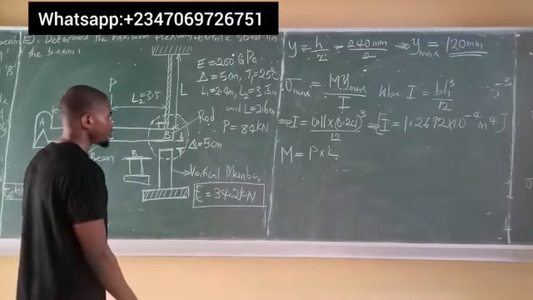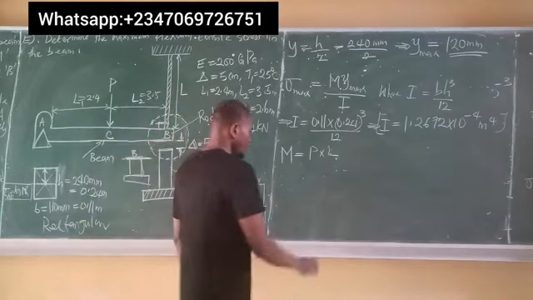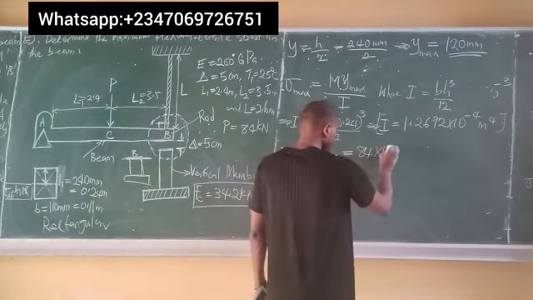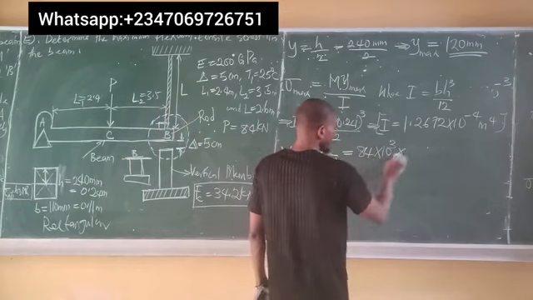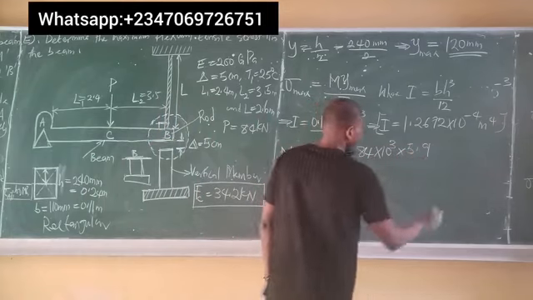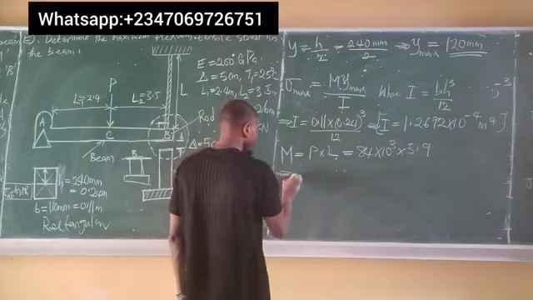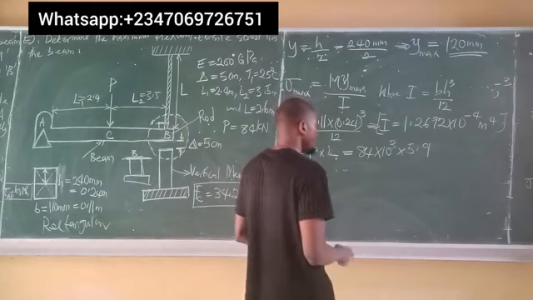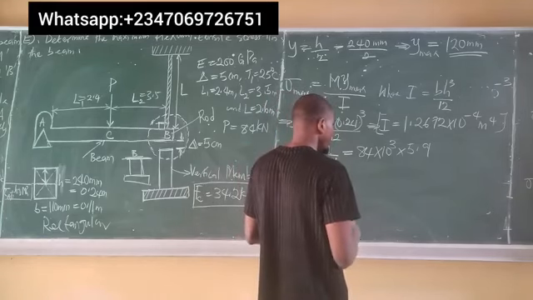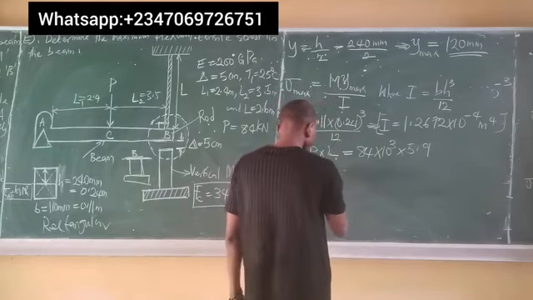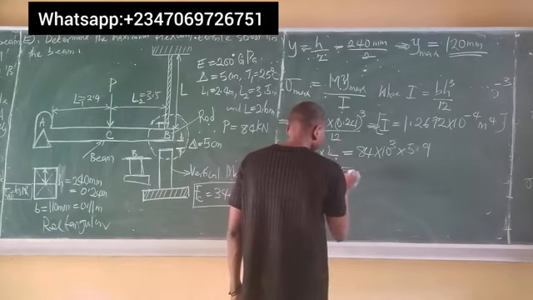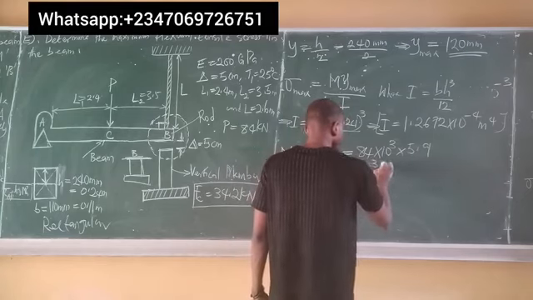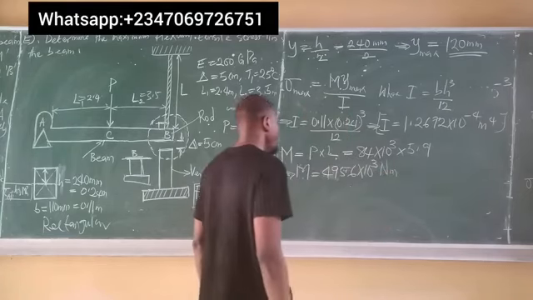And the load P was given in the question as 84 kilonewtons. So P is 84, kilo is times 10 to the power of 3, times L, the total length, which becomes 5.9. So this simply means that the moment is equal to 84 times 10 to the power of 3 multiplied by 5.9, which gives 495.6 by 10 to the power of 3 newton meter. All right, so we have this to be the moment.